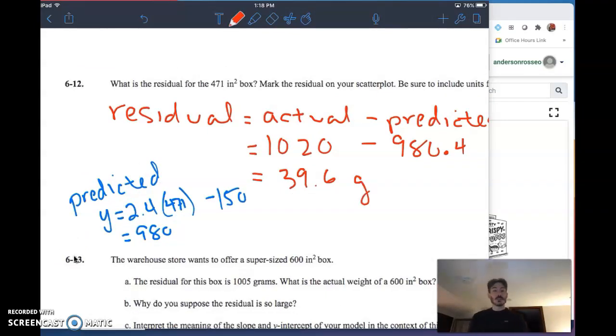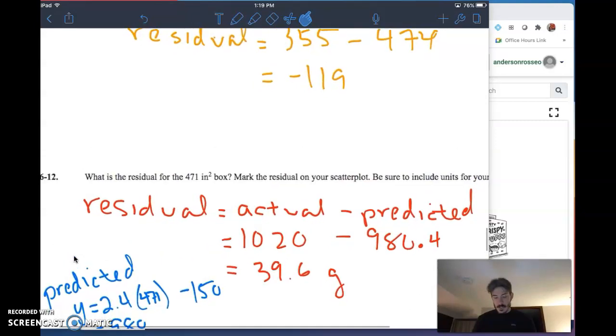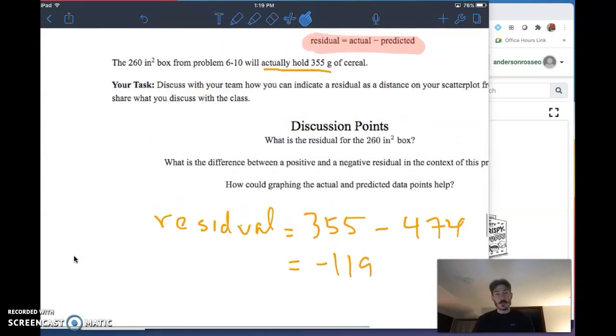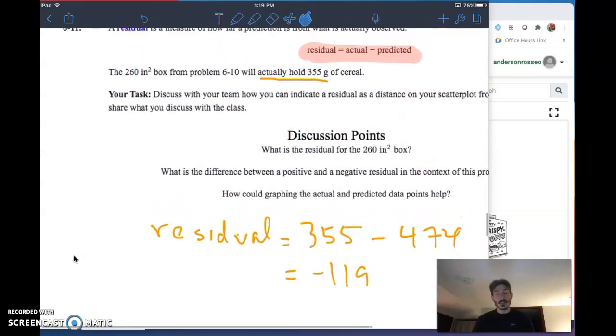That means we've got a residual here that is 39.6 grams. And that for us, because our residual is positive, means our prediction was 39.6 grams under the actual value. Or another way we could say that is our actual value was 39.6 grams over our prediction. Okay? Ideally, whenever it comes to anything like this, we want those errors to be as small as possible. So smaller residuals like this one in 6-12 are better than larger residuals like this one in 6-11.